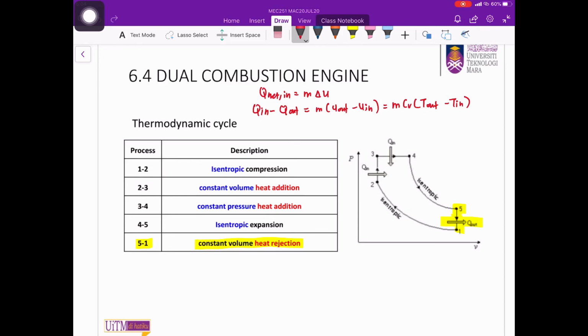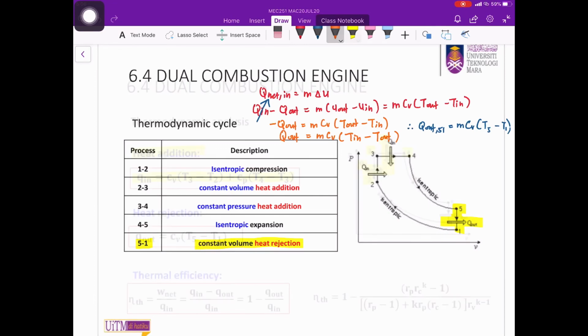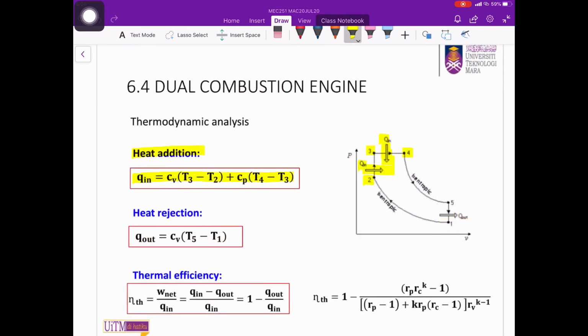For a constant volume process, since the process is rejecting heat, we can obtain this expression. Thus, the heat rejected by process 5 to 1 is given by m Cv times T5 minus T1. The total heat addition is given by the total heat transfer in, which is equal to the heat transfer during process 2 to 3 plus the heat transfer during process 3 to 4.